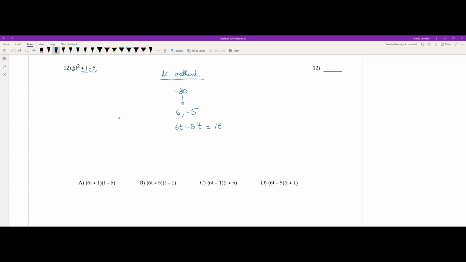But this is what I'm going to do. So 6t squared minus 6t minus 5t minus 5. You have 4 terms. Use grouping.